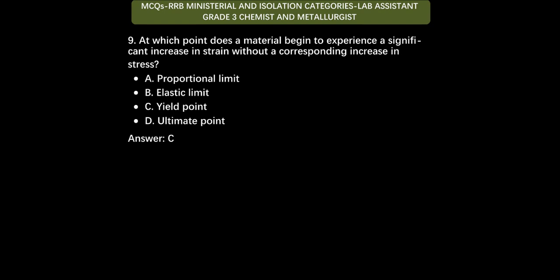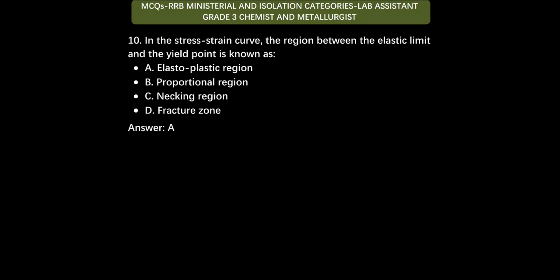At which point does a material begin to experience a significant increase in strain without a corresponding increase in stress? Option C, yield point. In the stress strain curve, the region between the elastic limit and the yield point is known as option A, elastoplastic region.